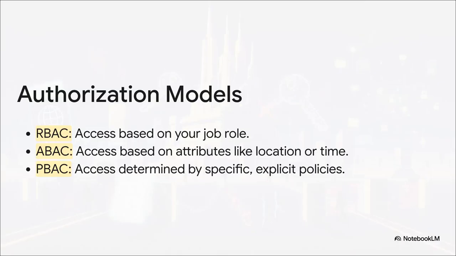And that authorization step? It's not just a simple yes or no. There are different ways to do it. For example, with role-based access control, or RBAC, your permissions are just tied to your job title. Simple. If you're on the marketing team, you get marketing access. But it can get way smarter. With attribute-based access control, or ABAC, the system can look at other things, like where you are logging in from or even what time of day it is, before it gives you access. The point is, access can be controlled with incredible precision.